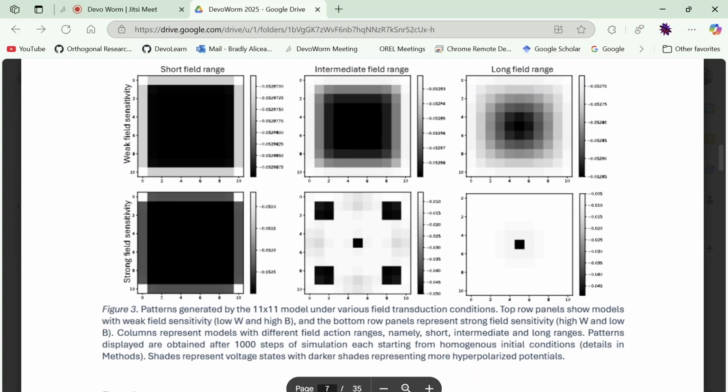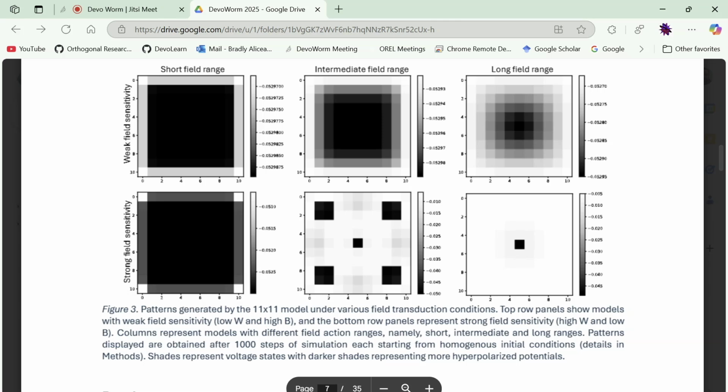And then they have this 11 by 11 model that generates patterns. A short field range is pretty much this block. Intermediate field range has some pattern formation on the edges. And then the long field range, you get this gradient of colors here, which I guess is where they're generating different patterns. At the top, we have weak field sensitivity, with short, intermediate, and long field range, all having different sensitivities and pattern formation potential.